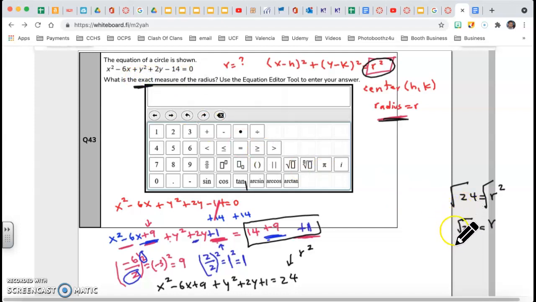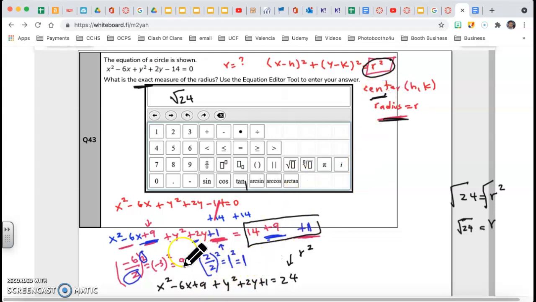They're not asking you to round it to the hundredth or to the tenth. They say the exact measure. So on the editor tool, you have to type square root 24, and that will be your answer. Okay, that's the answer for number 43. I'm done. Let me explain the next step, just in case they ask you for the center as well.